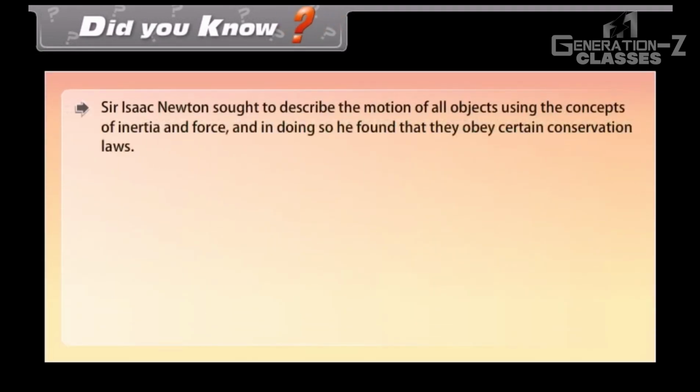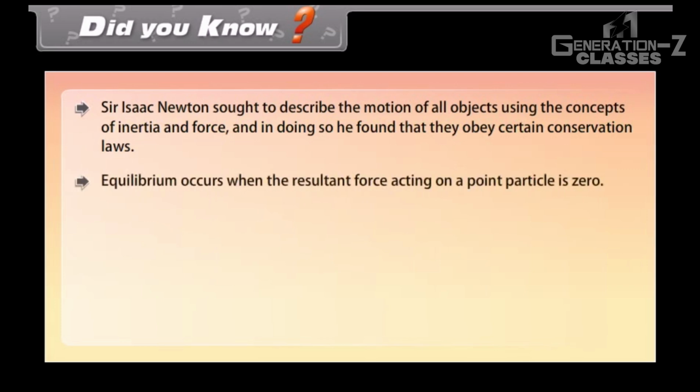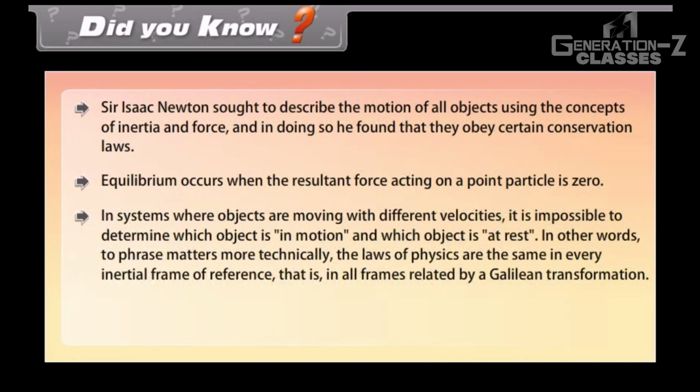Did you know Sir Isaac Newton sought to describe the motion of all objects using the concepts of inertia and force, and in doing so, he found that they obey certain conservation laws. Equilibrium occurs when the resultant force acting on a point particle is zero. In systems where objects are moving with different velocities, it is impossible to determine which object is in motion and which object is at rest.